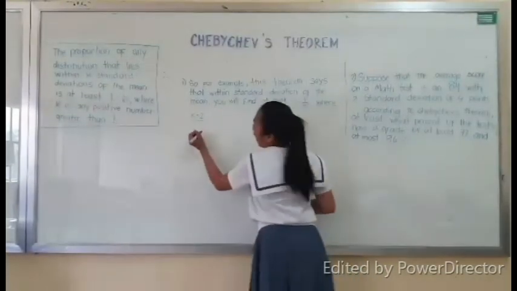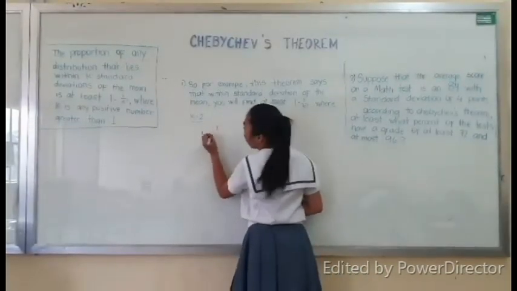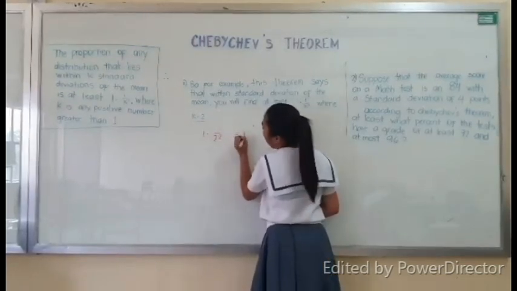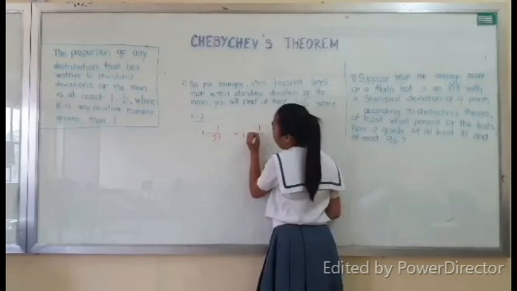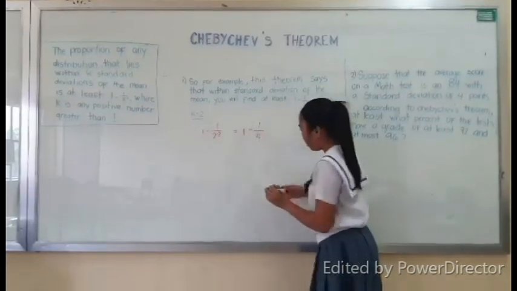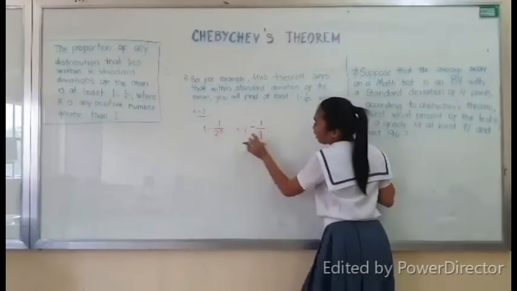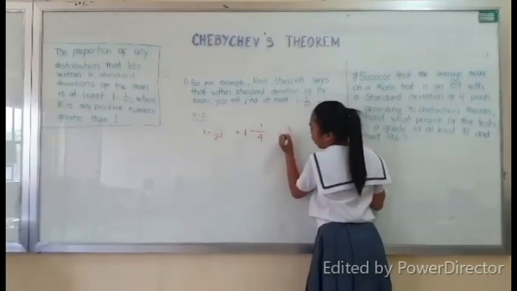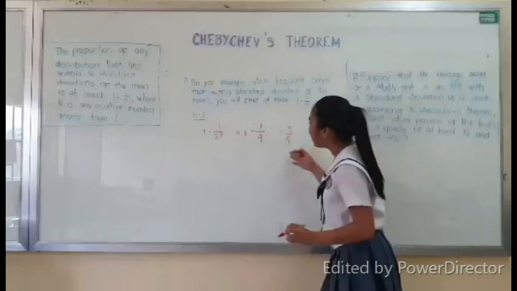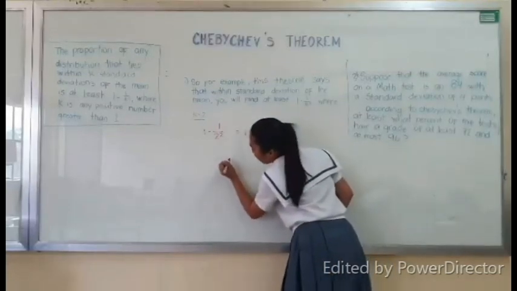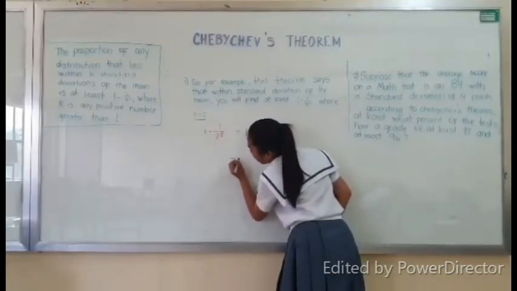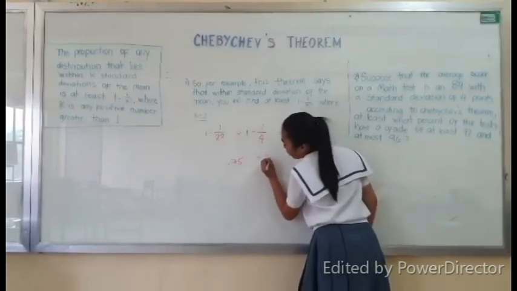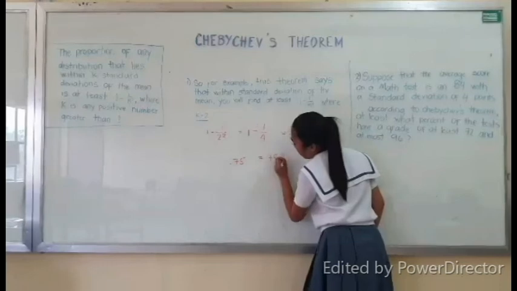So 1 minus 1 over 2 squared is equal to 1 minus 1 over 4, and 1 minus 1 over 4 is equal to 3/4. In decimal it is 0.75, and in percentage it is equal to 75%.